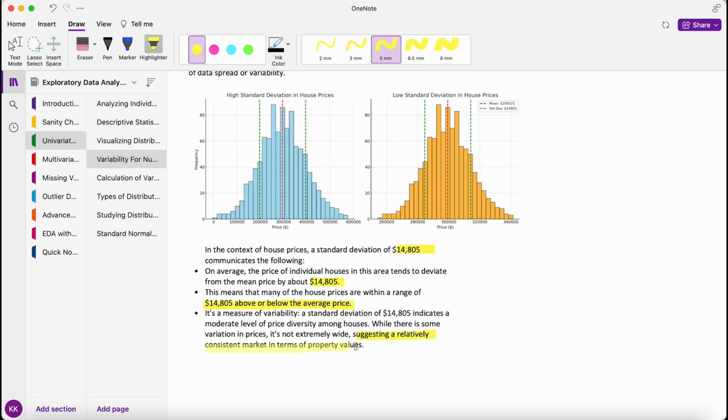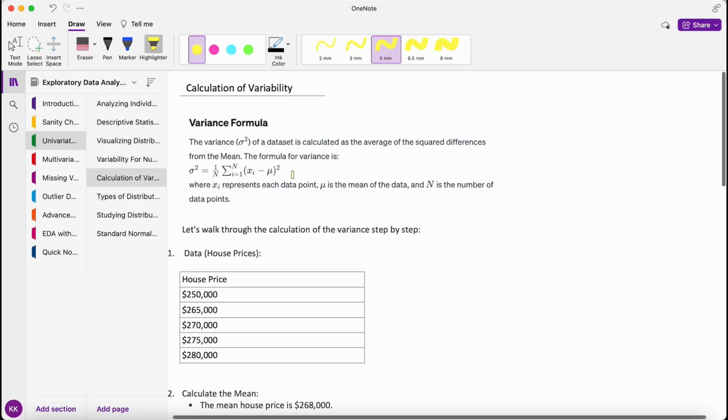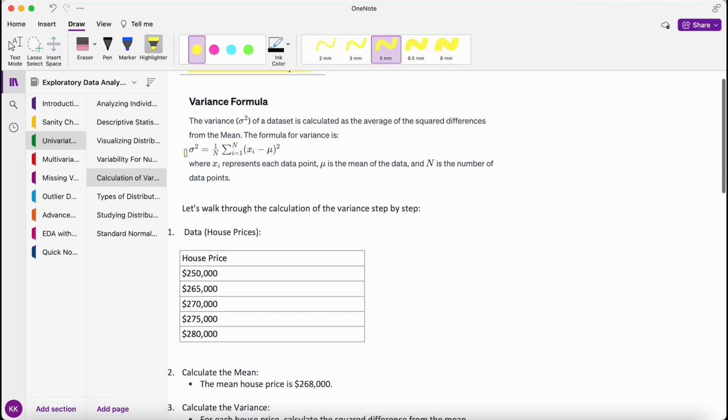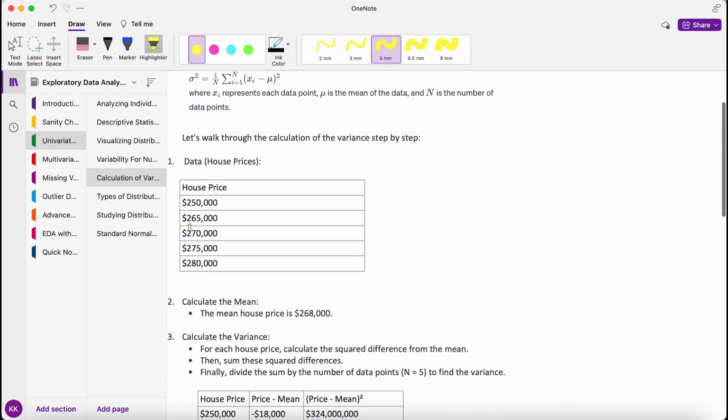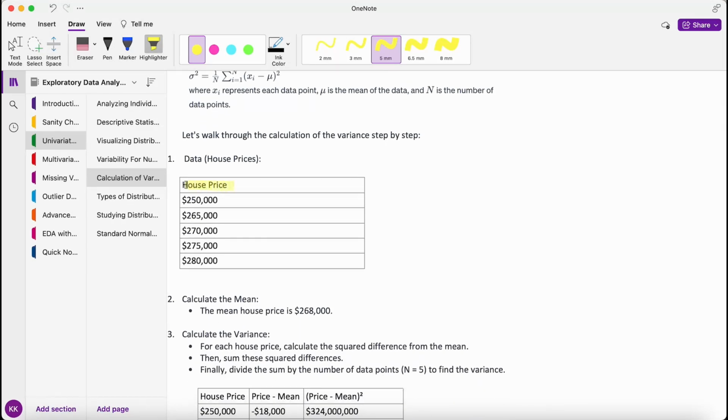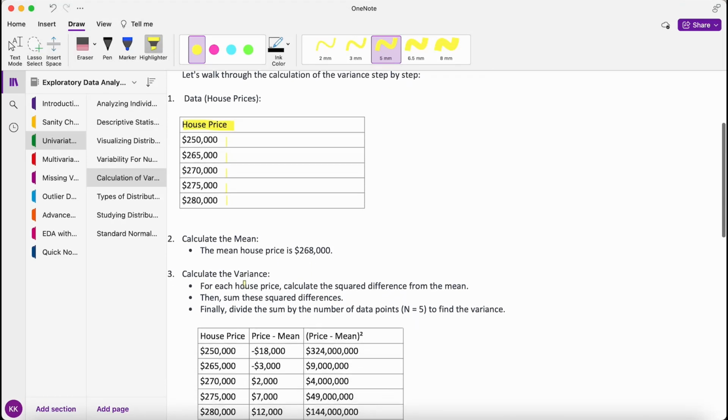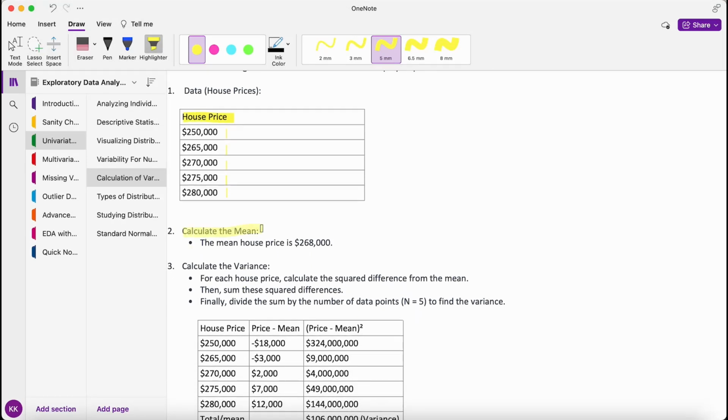Now let's do some mathematics and move on to how we calculate variance and standard deviation, which are key metrics for assessing the spread or variability of a dataset. Using the house prices example, we have the following data. Dataset of house prices, which are $250,000, $265,000, $270,000, $275,000, and $280,000.